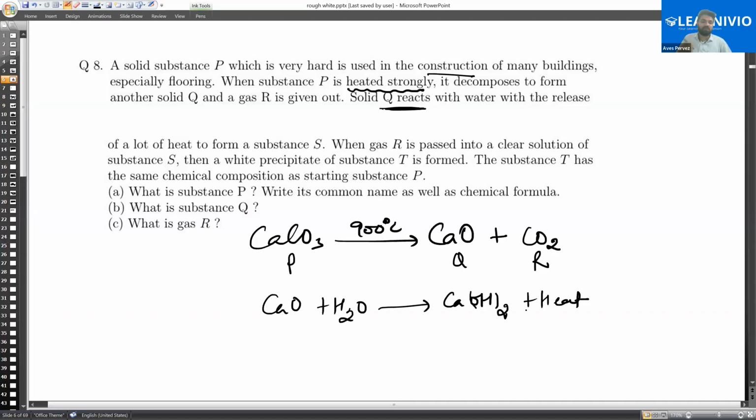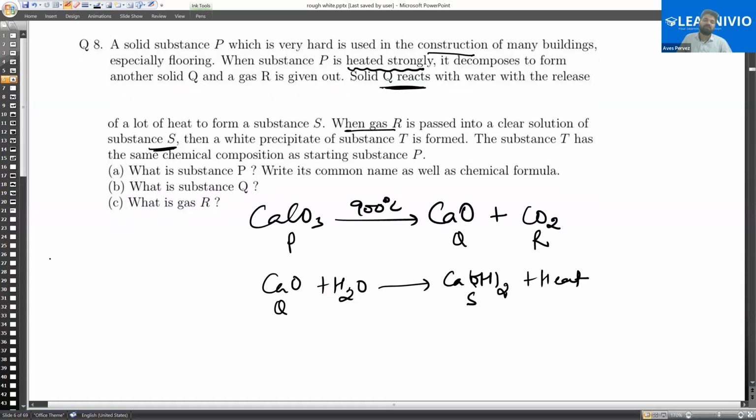This is a very popular examination question, so write it in your copy. Compound Q when reacted with water forms S. When the gas R is passed through the clear solution of S, you know that calcium hydroxide is called slaked lime. But when we filter it and have a clear solution of it, we call it lime water.